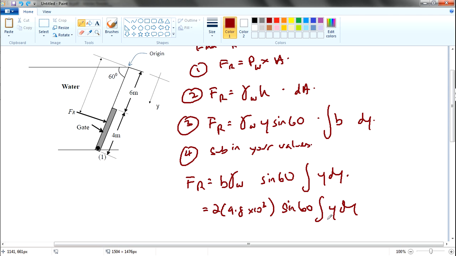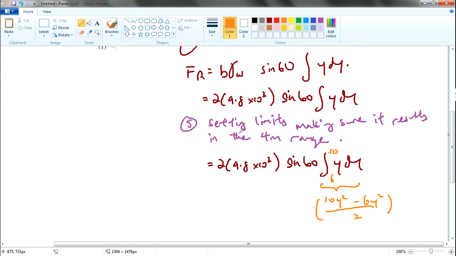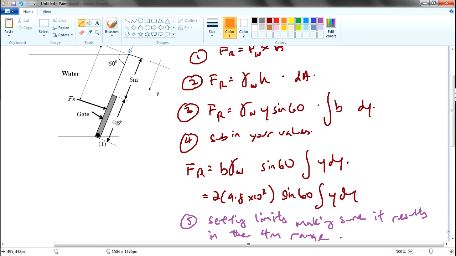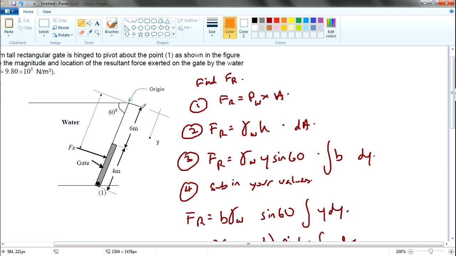So you have from 6 to 10. Maybe I should write it down. Hold on, let me write down a new step. The key thing is setting the limits, making sure that it results in the 4 meter range, which is the 4 meter that we want. So from the origin, from 6 meter to 10 meter.